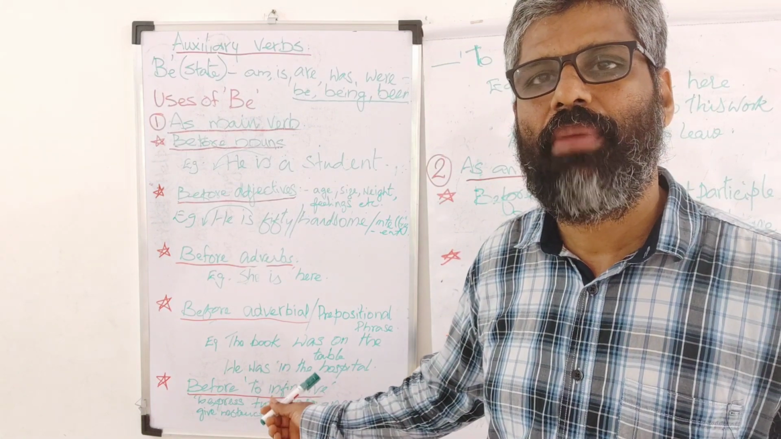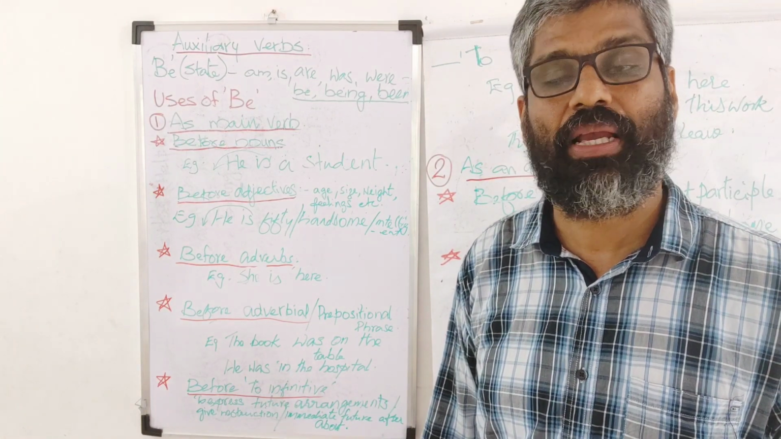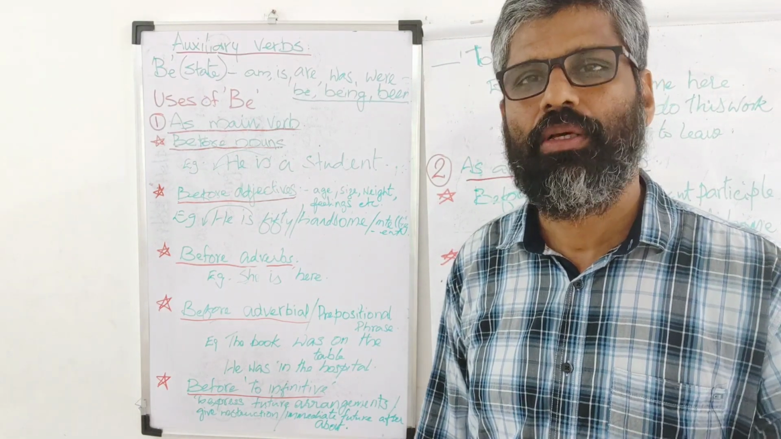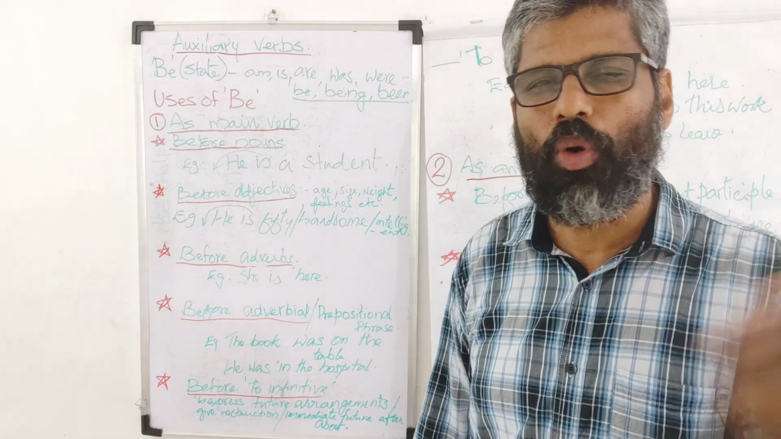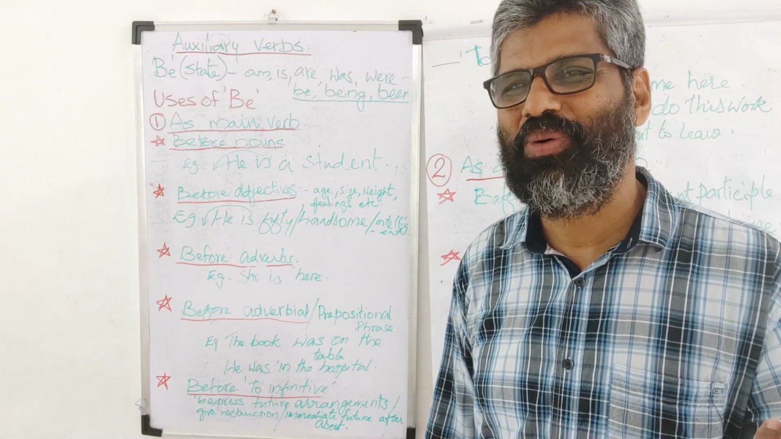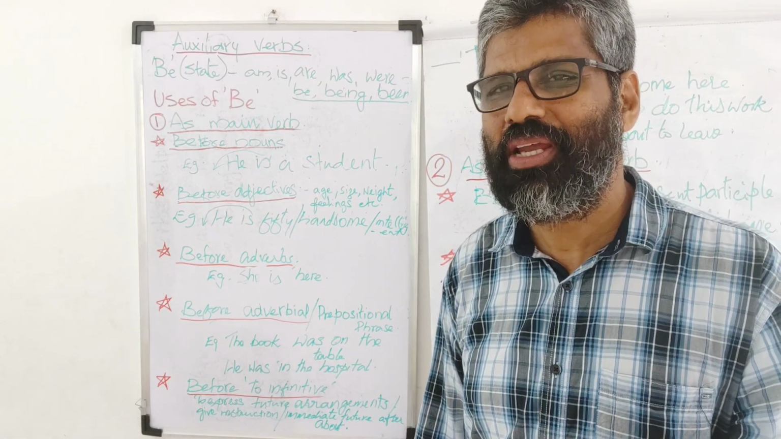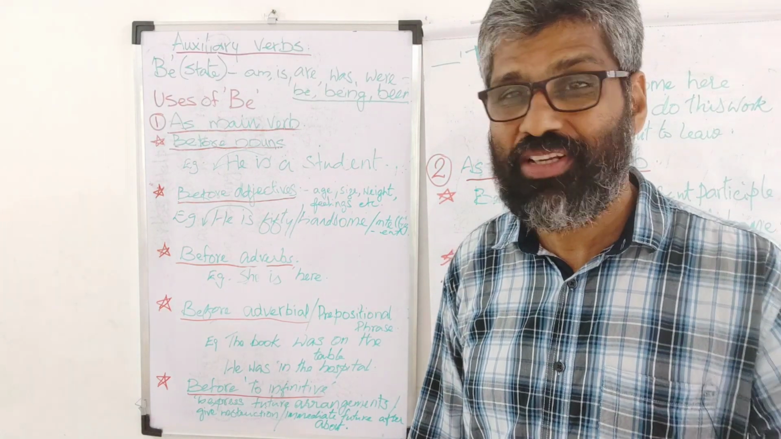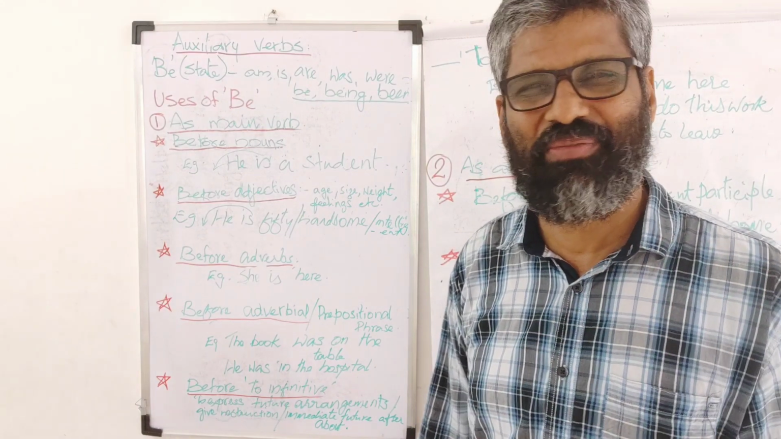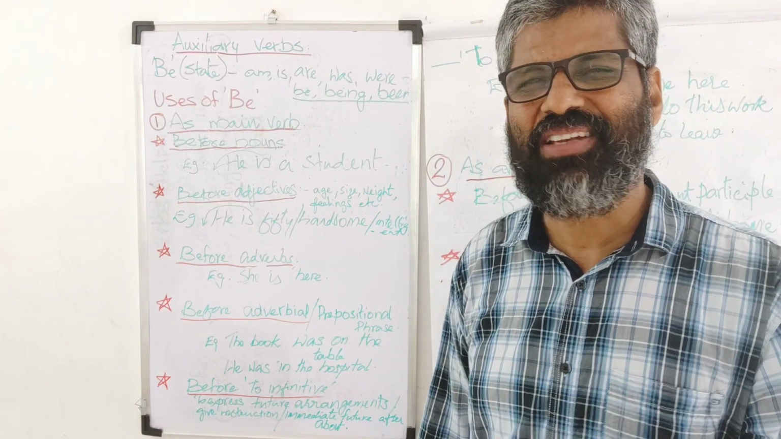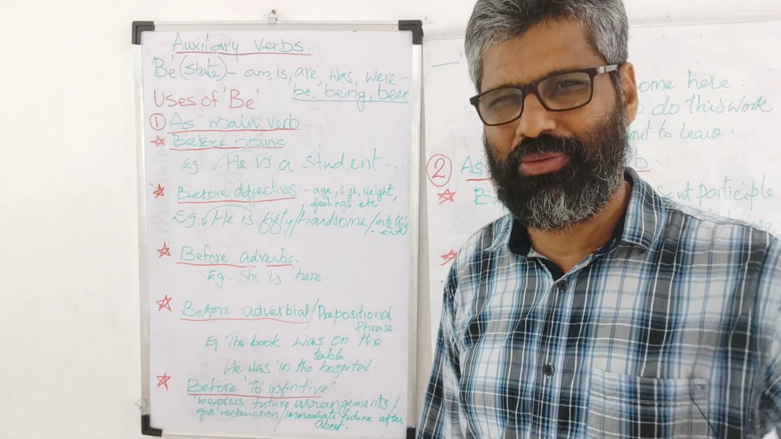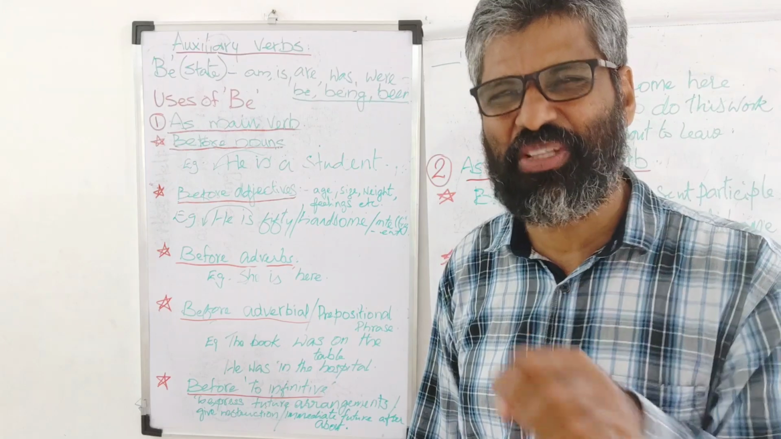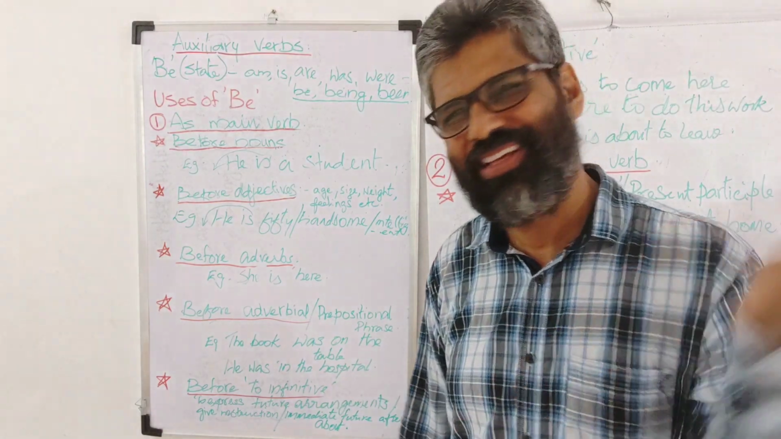So how can you make the negative of this? The book was not on the table. The book wasn't on the table. Clear? Then interrogative: Was the book on the table? Was the book not on the table? Wasn't the book on the table? Like this you can frame. Right? Once you get onto the track, you will go without any stop. That's a problem. You have to get onto the track. Then you will go.